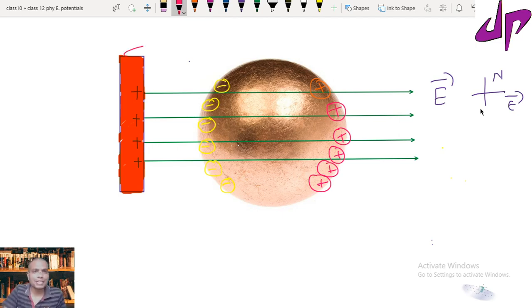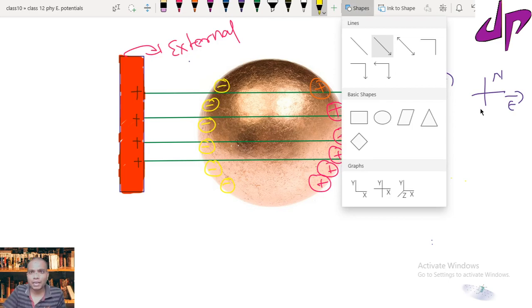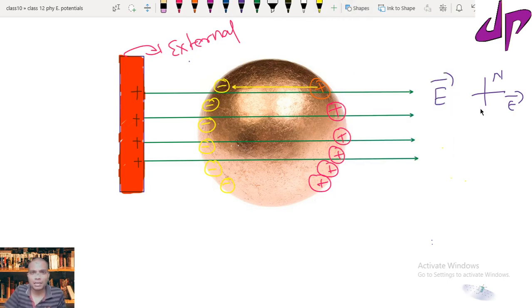So this is the external charge. Now here you can see within the conductor a separation of the charges, positive charge and negative charge. Suppose I draw the electric field lines within the conductor. The electric field lines I need to draw from the negative to the positive. Within the conductor, if you observe, there are two electric fields. One is due to the external charge, these green ones, and the yellow ones are the internal.